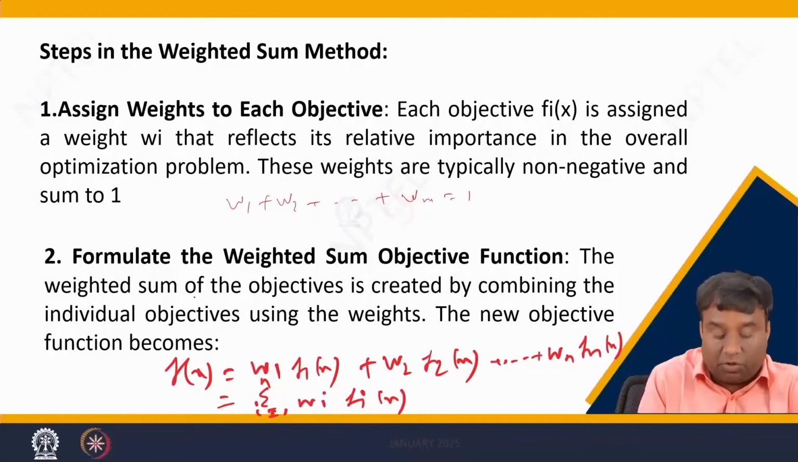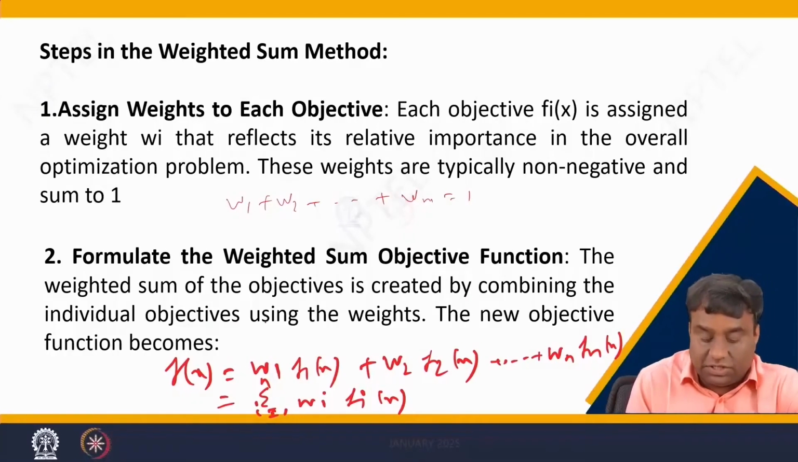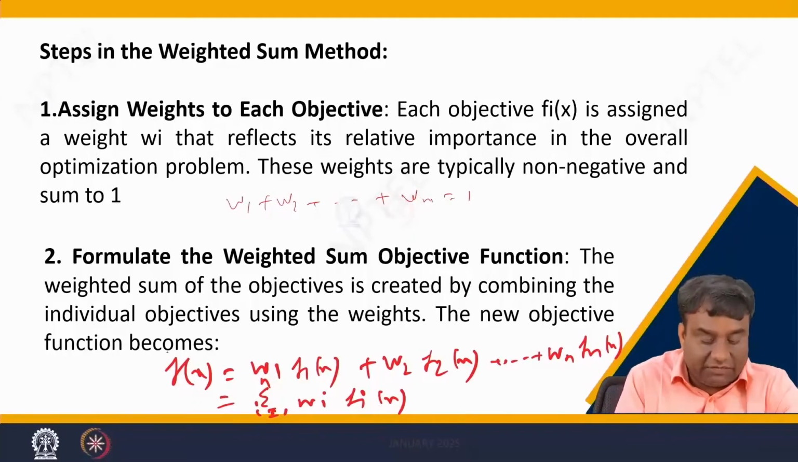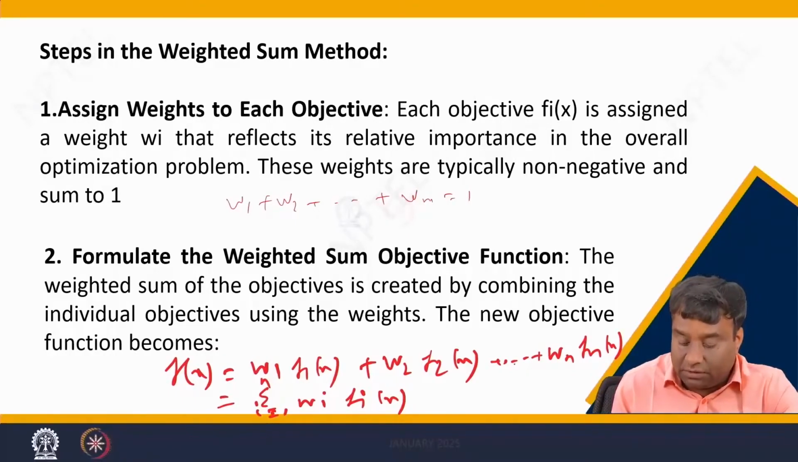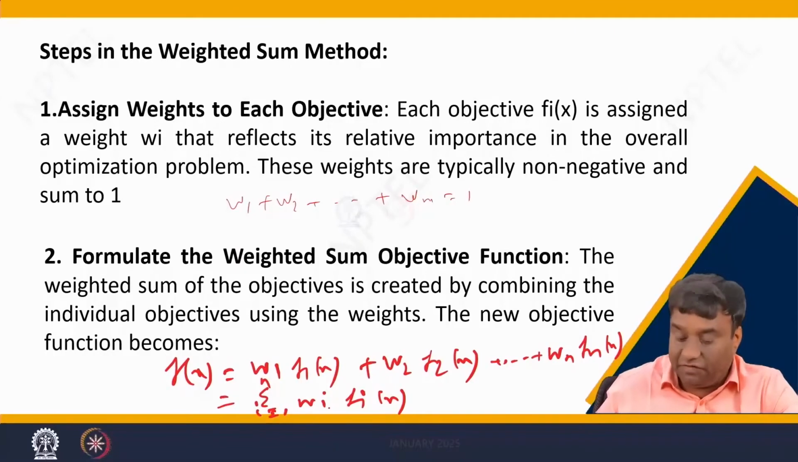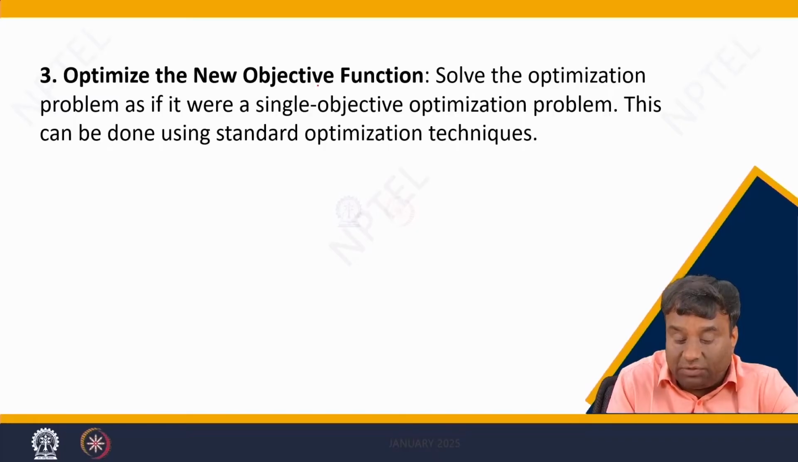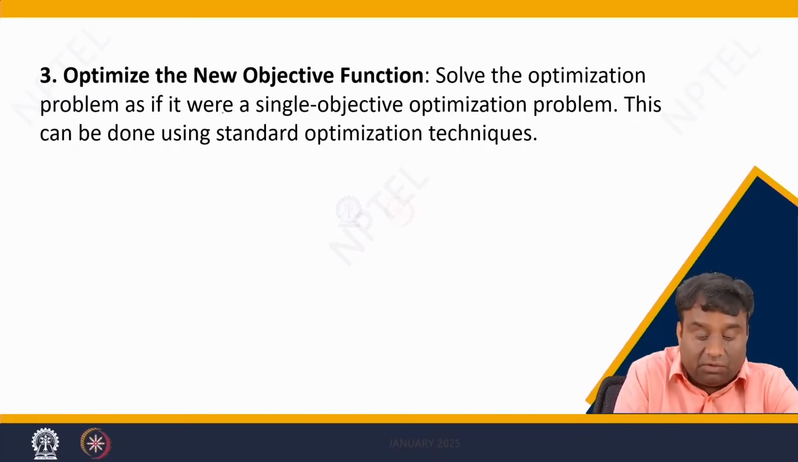Two is to formulate the weighted sum objective function. The weighted sum of the objectives is created by combining the individual objectives using the weights. The new objective function becomes f(x) equal to w1 f1(x) plus w2 f2(x) plus wn fn(x), so summation i equal to 1 to n of wi fi(x). Then optimize the new objective function to solve the optimization problem as if it were a single objective optimization problem. This can be done using standard optimization techniques.